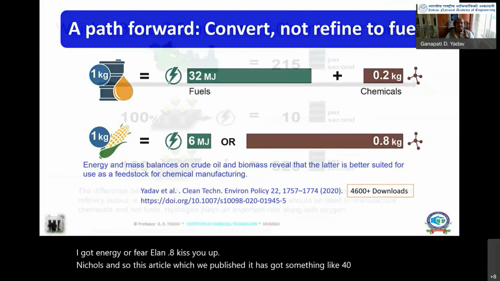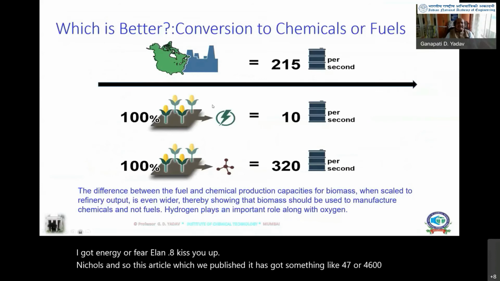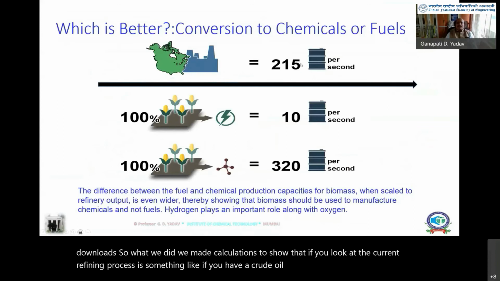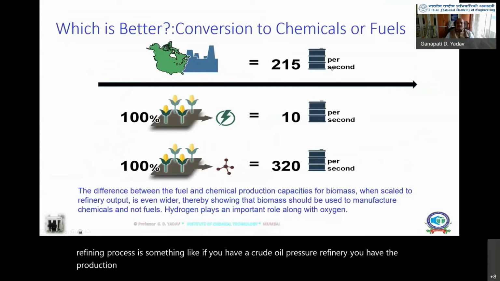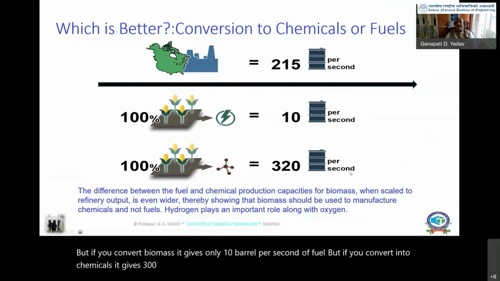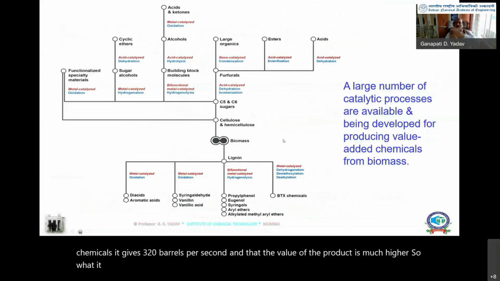And this article which we published has got something like 4,600 downloads. What we did, we made calculations to show that if you look at the current refinery processes, a crude oil based refinery has a production of 215 barrels per second. But if you convert biomass, it gives only 10 barrels per second of fuel. If you convert into chemicals, it gives 320 barrels per second, and the value of the product is much higher.